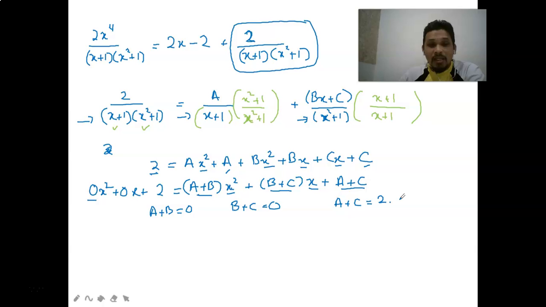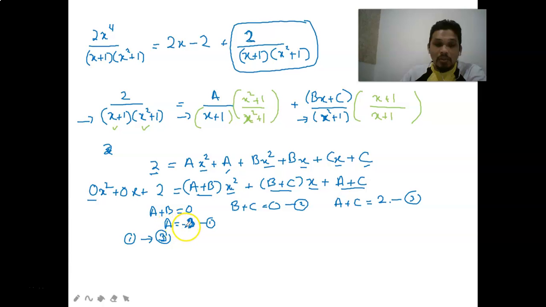Okay, now again I'm going to come up with a equal to negative b, equation 1, equation 2, and equation 3. Substitute equation 1 into equation 3. A equal to negative b, so it is negative b plus c equal to 2, equation 4. Okay, now let's make equation 2 with equation 4, c with c, so equation 2 minus equation 4.